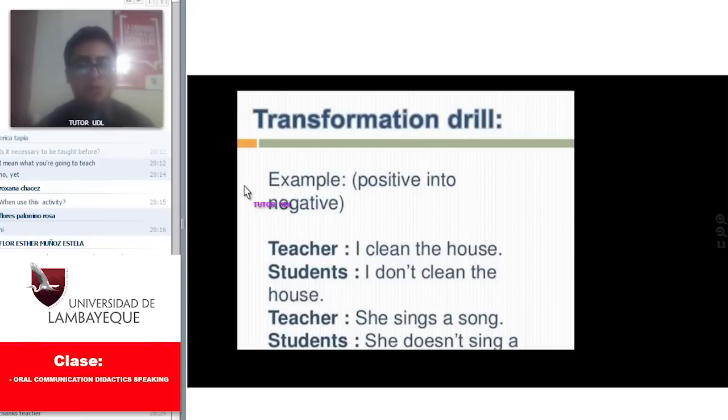Okay? So another example. Here, the teacher says, she sings a song. And the students say, she doesn't sing a song. So they are using transformation drill, because they are using the opposite sign. They are using negative instead of positive. Okay, that's not repetition, because repetition means when you repeat the same words, but here the students are transforming the sentences into negative.